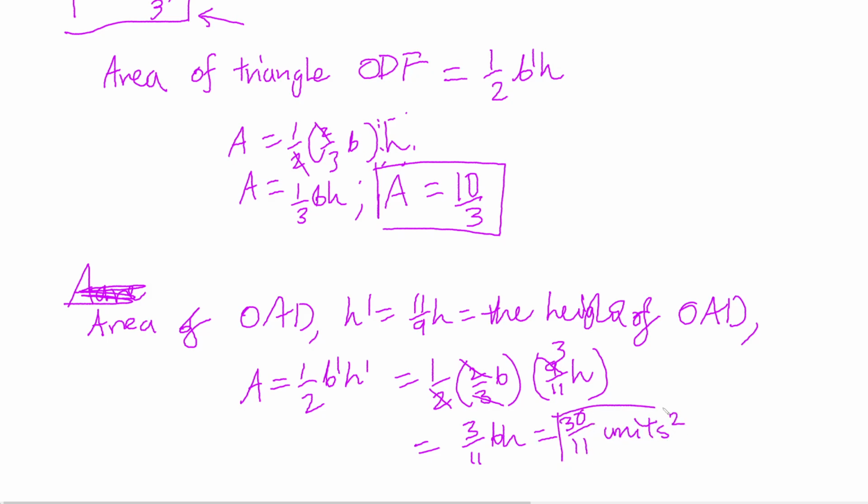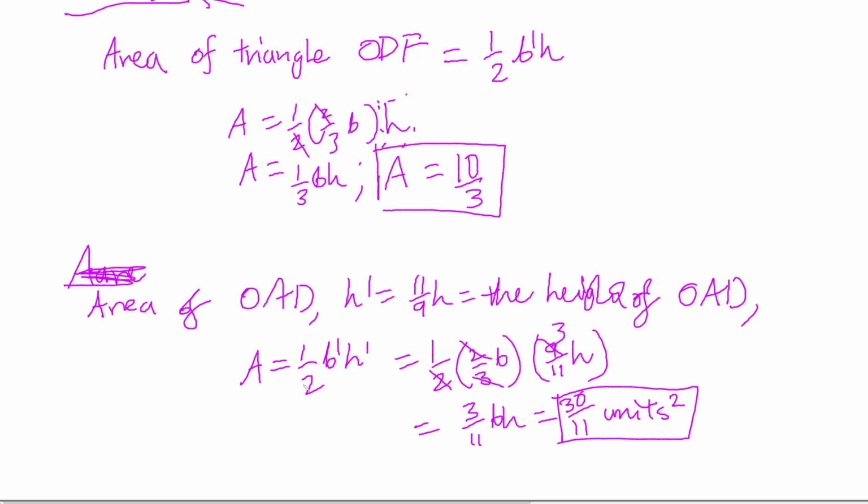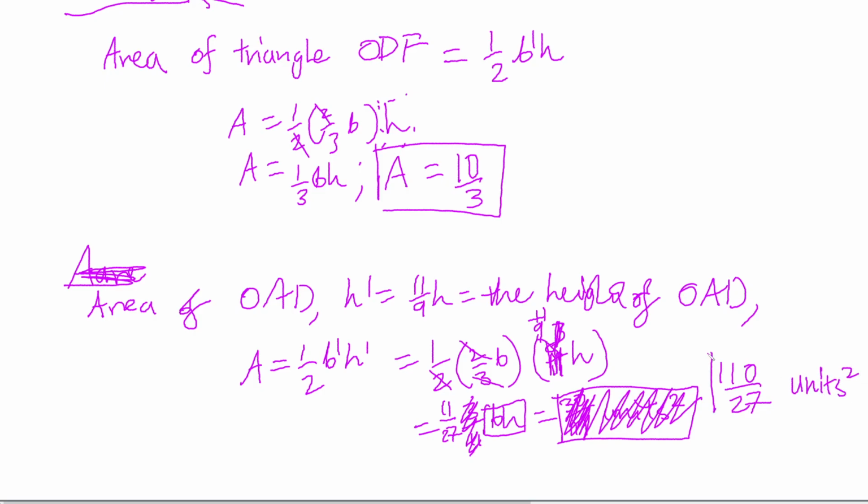Now I'm just going to check with the mark scheme to see if that's correct. I've just checked and it's wrong. This is meant to be 11/9 h. So you get overall 1/2, the 2 still cancel out. It's 11/27 base times height. And since the old base times the old height is 10, you get an answer of 110/27 units squared. And that is the area of the new triangle.